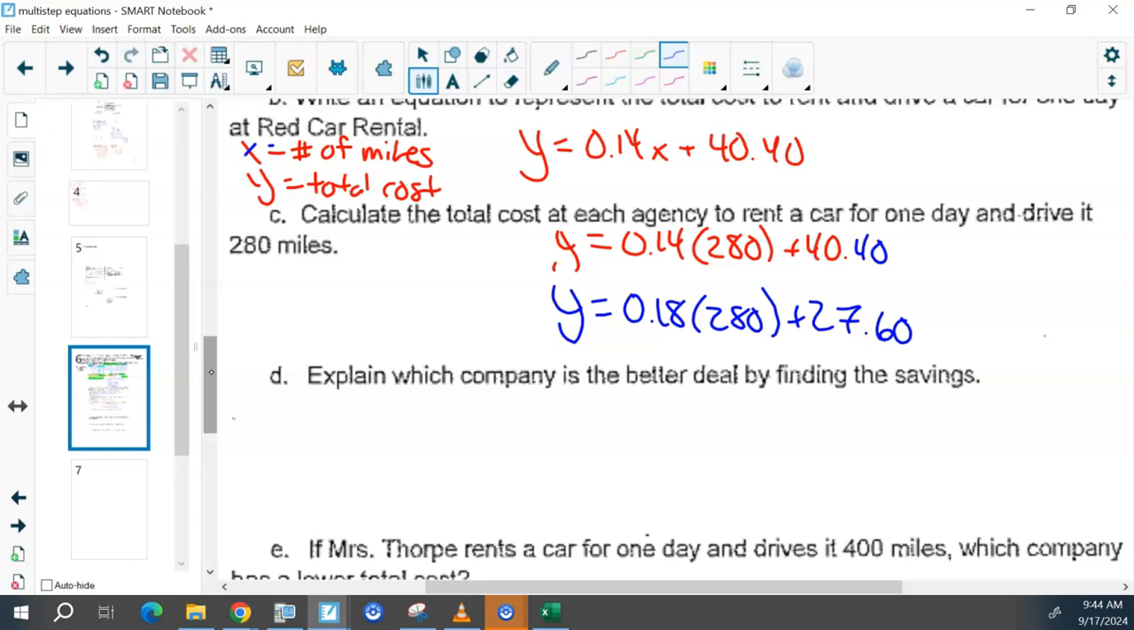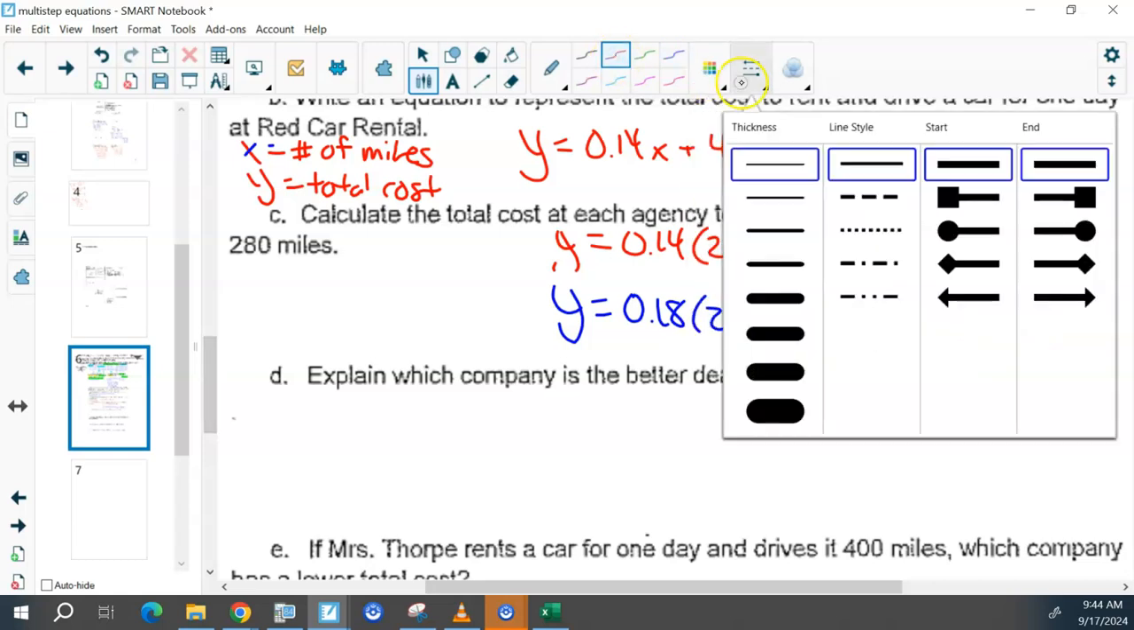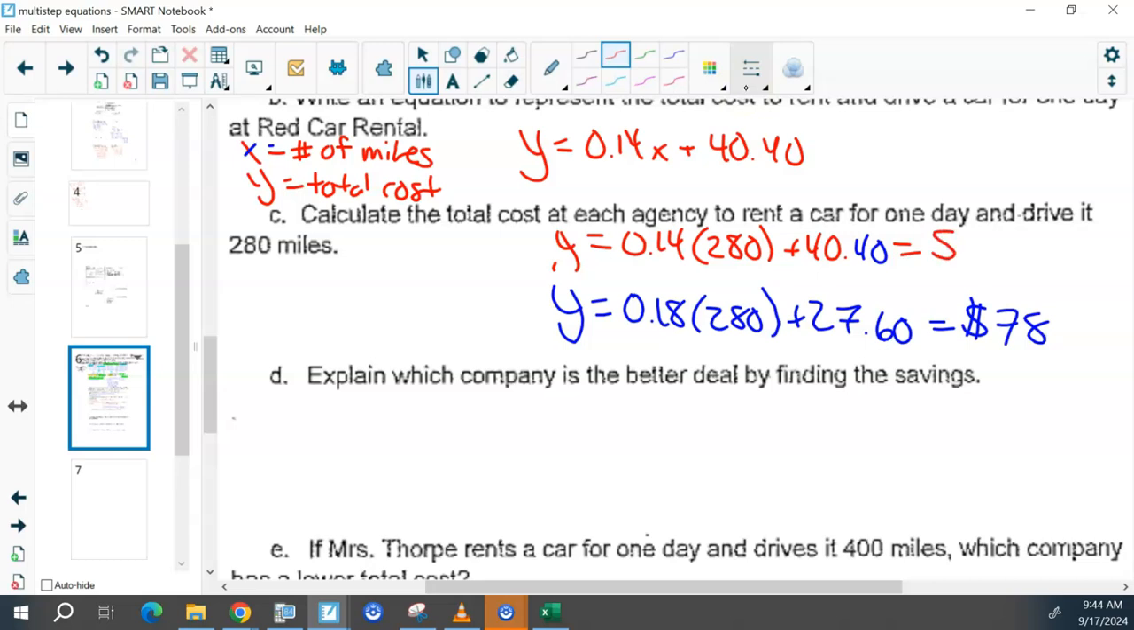It should not be that high. Those are high. So make sure you multiply by the rate, not just the payment once. And then what is the total for the red rental agency? 79. Okay, so we should have gotten 78 and then 79.60.